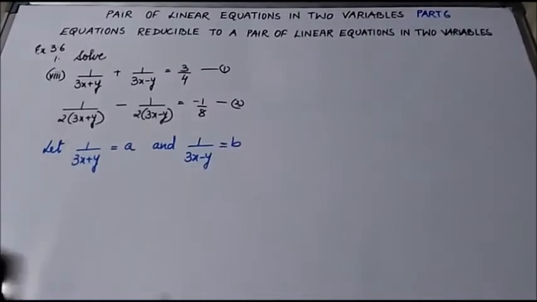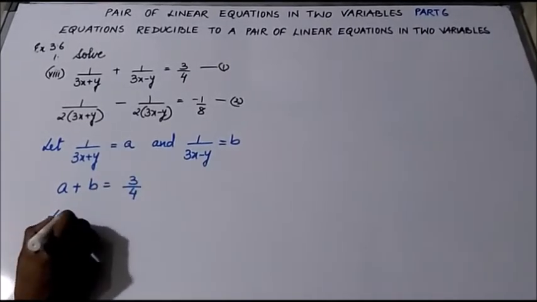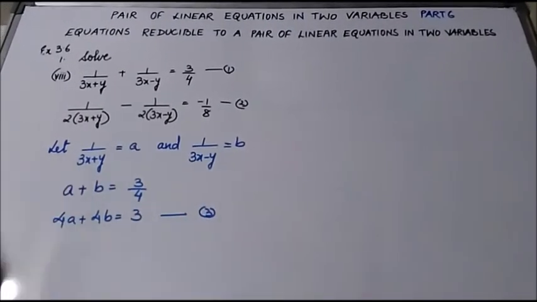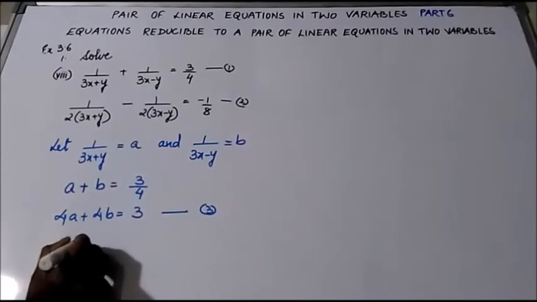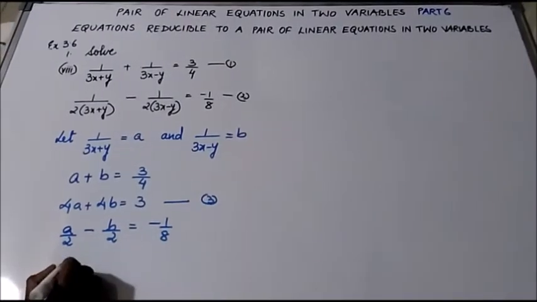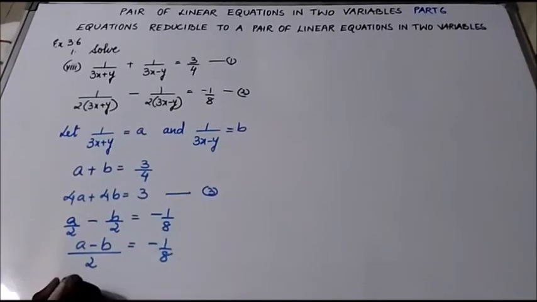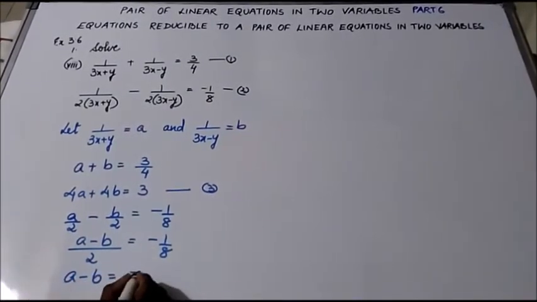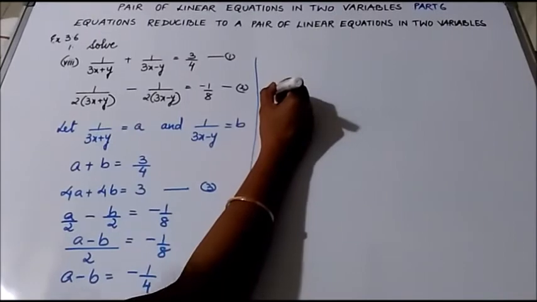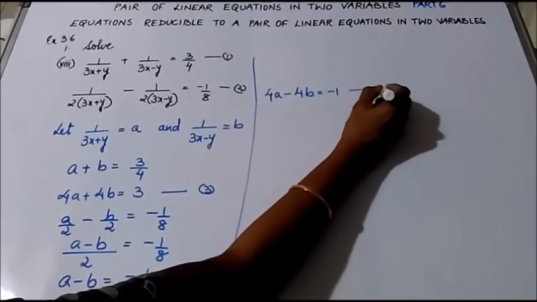So the first equation reduces to a plus b is equal to 3 by 4. Cross multiply, I'll get here 4a plus 4b is equal to 3. This is your third equation. Now second equation gets reduced to a by 2 minus b by 2 is equal to minus 1 by 8. What's LCM here? 2. Numerator we get a minus b is equal to minus 1 by 8. We get here a minus b is equal to minus 1 by 4. Cross multiply. You will get here 4a minus 4b is equal to minus 1. This is your fourth equation.